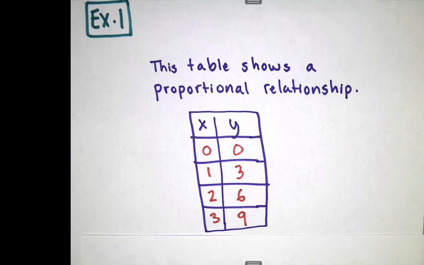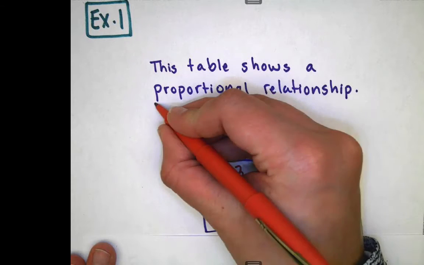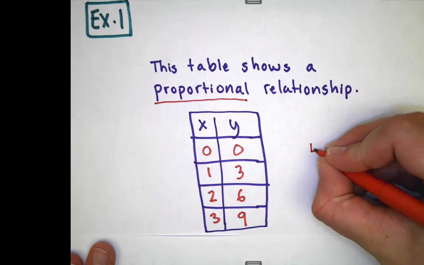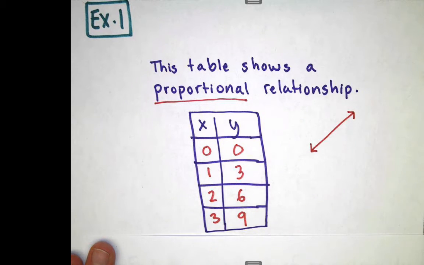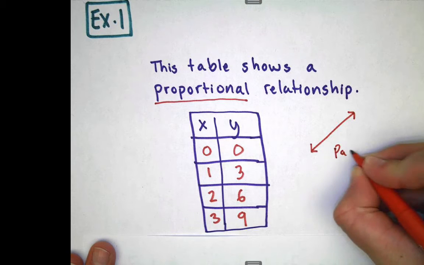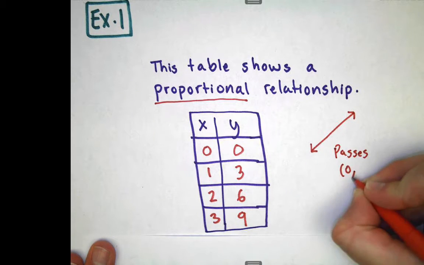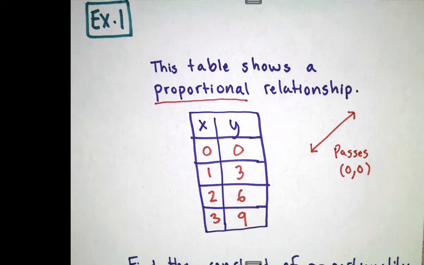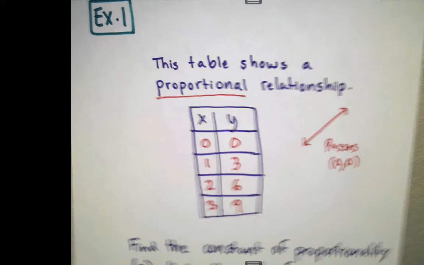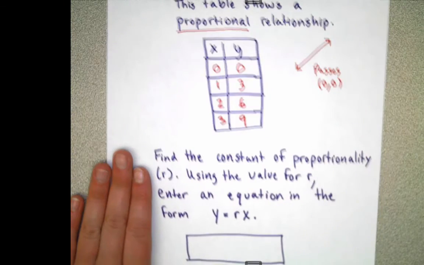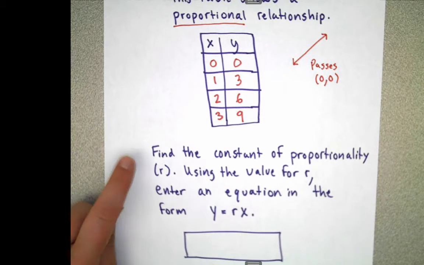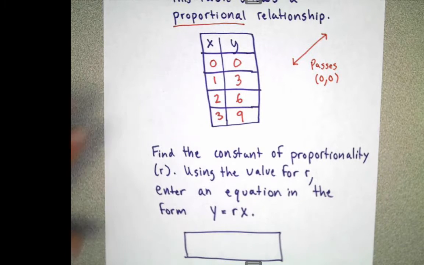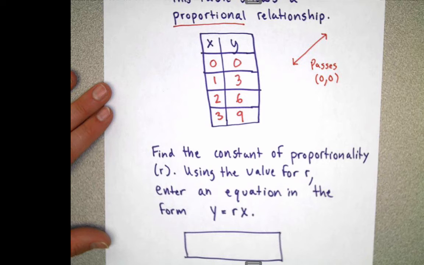Now, the table is proportional. They're actually already telling us that it is a proportional table. So that's kind of nice. So what do I know? If I graph it, it's going to be a line. It passes through 0, 0, which I can see in the table, 0, 0, so that makes sense. But here's my actual question that I'm going to answer about this problem. And this is kind of interesting, so I'm going to zoom out a little bit so you can see this. The question is, can we find the constant of proportionality called r? Using the value for r, enter an equation in the form y equals rx.